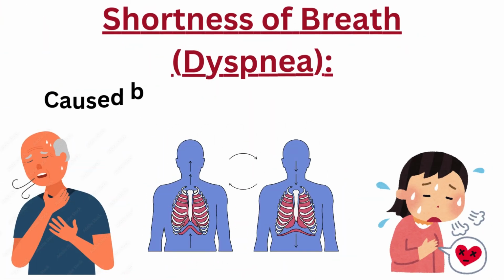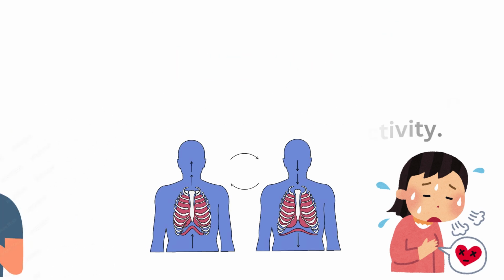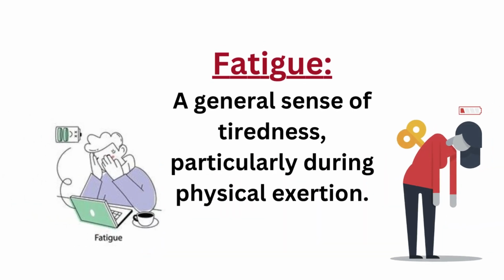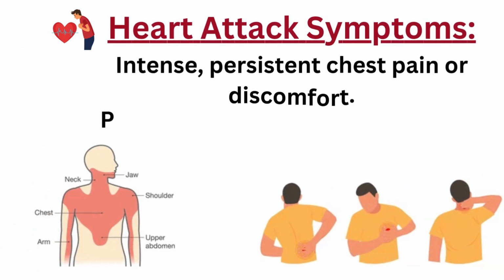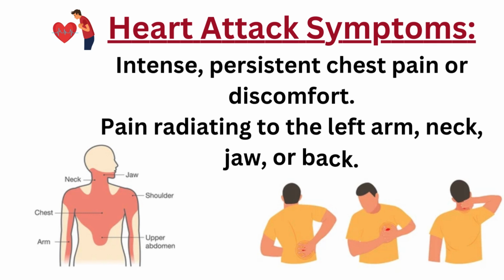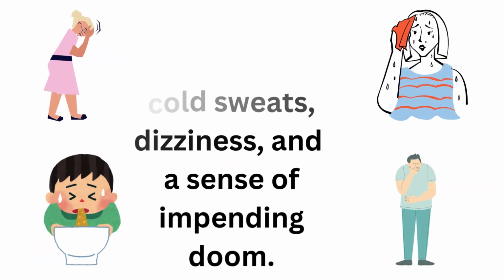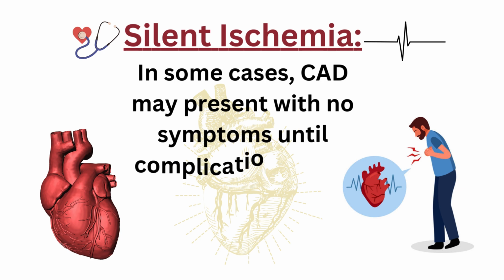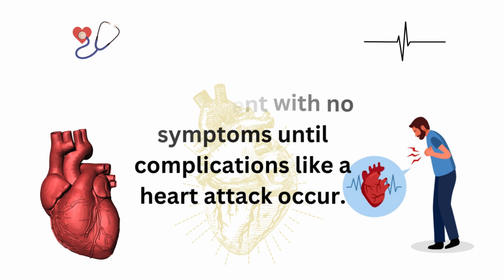Shortness of breath, dyspnea, caused by reduced oxygen delivery to the heart and lungs during activity. Fatigue, a general sense of tiredness, particularly during physical exertion. Heart attack symptoms: intense, persistent chest pain or discomfort; pain radiating to the left arm, neck, jaw, or back; nausea, vomiting, cold sweats, dizziness, and a sense of impending doom. Silent ischemia: in some cases, coronary artery disease may present with no symptoms until complications like a heart attack occur.